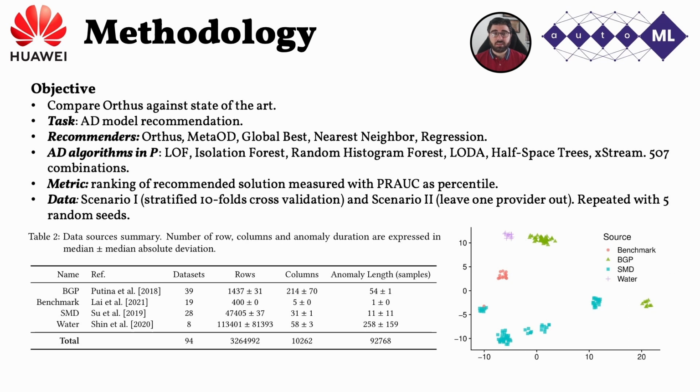Lastly, regarding data, we used 94 datasets from 4 different public sources, and we created 2 different scenarios with them. Scenario 1, a 10-fold stratified cross-validation, in which all data sources are present in all folds, and Scenario 2, a leave one source out scheme, in which each fold contains only 3 sources. We also repeated all of our experiments with 5 random seeds.